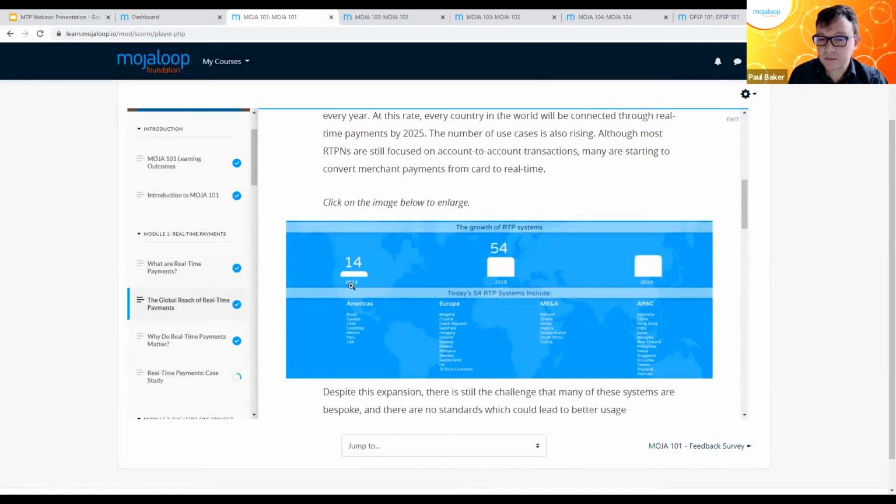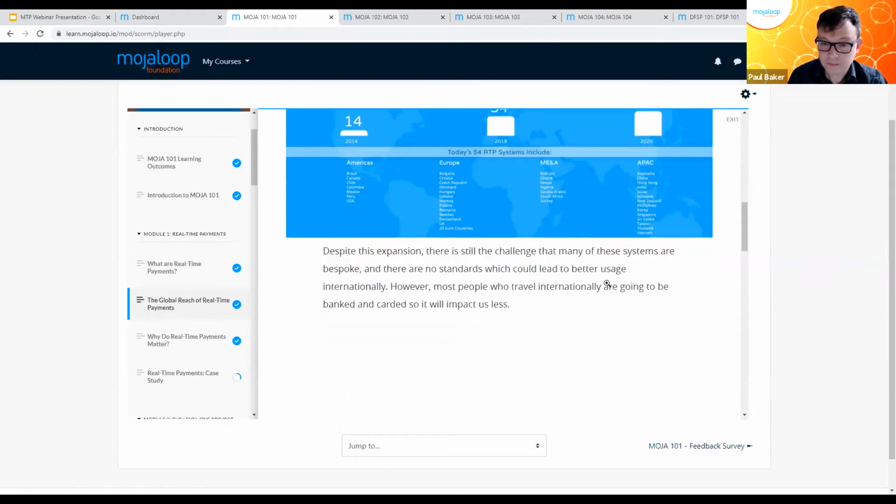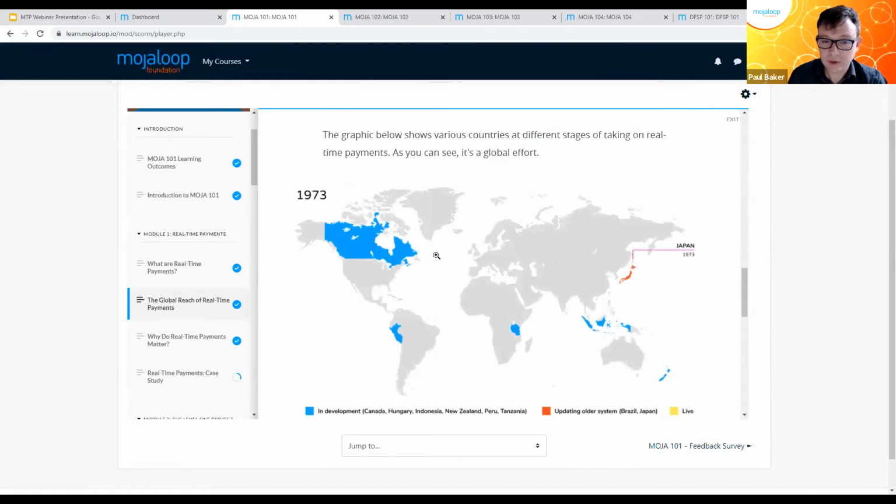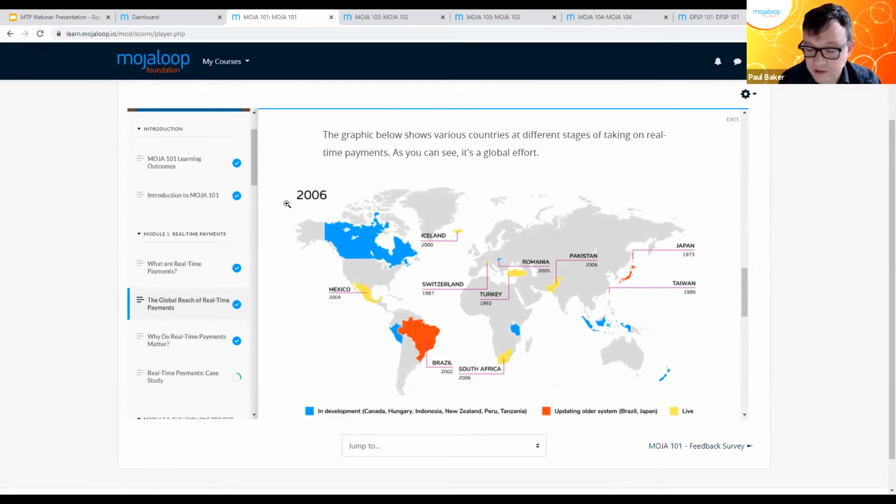So if you look at these numbers here, 2014, 2019, 2020, now there's a one year difference there. Real-time systems are taking off. And if we scroll down a little bit further here, we get this nice visual and watch the years jump forward. And we can see more and more countries and more organizations are getting involved in real-time payment networks.